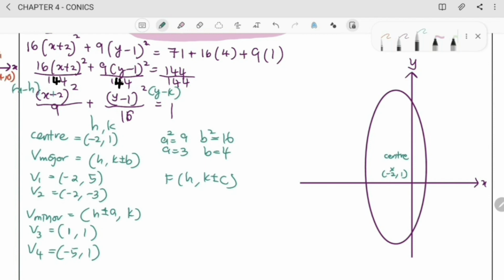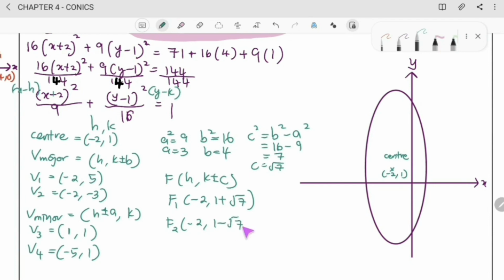We didn't find the c yet, so we need to find it, because b is greater than a, so b squared minus a squared, which is 16 minus 9. Okay, you got 7. You got 7 for c squared, so c is square root 7. So which is the f1 will be negative 2, k is 1, 1 plus square root of 7. You don't need to find the decimal places of it. And here negative 2, 1 minus square root 7.